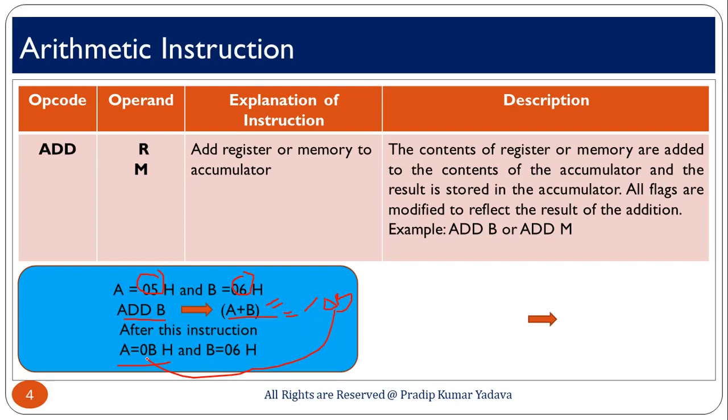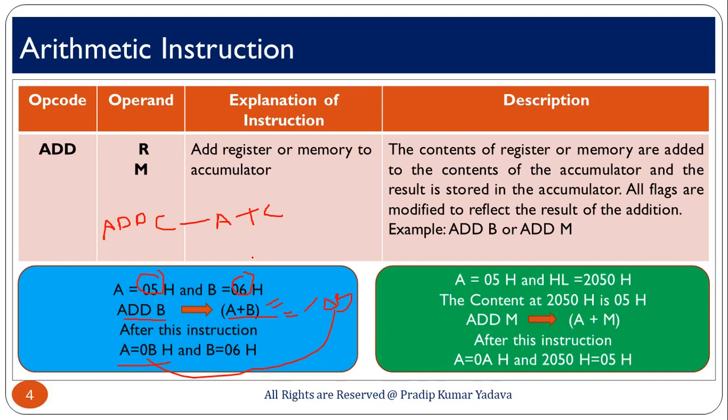So this is the process. Suppose you have written ADD C. ADD C means you are going to add A plus C. Same as ADD B means A plus B, ADD D means A plus D, ADD E means A plus E, ADD A means A plus A. That means you add the content of the accumulator with the accumulator itself, and in that case the output will also be stored in the accumulator. So this is the working of the addition instruction.